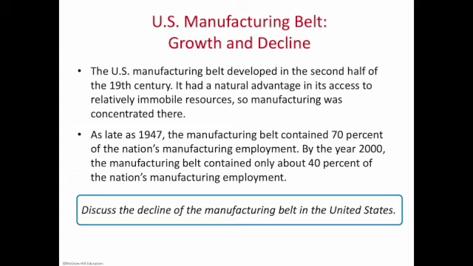U.S. manufacturing belt, growth and decline. The U.S. manufacturing belt developed in the second half of the 19th century. It had a natural advantage in its access to relatively immobile resources, so manufacturing was concentrated there. As late as 1947, the manufacturing belt contained 70% of the nation's manufacturing employment. By the year 2000, the manufacturing belt contained only a portion of the nation's manufacturing employment. Discuss the decline of the manufacturing belt in the United States.